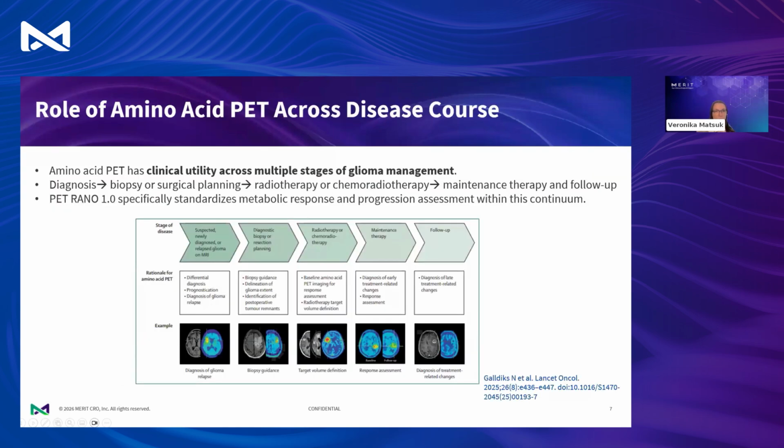And so the role of amino-acid PET is not relevant only at a single point in time. Its utility can span the full disease course, from diagnosis to biopsy and surgical planning to radiotherapy planning, and then even into follow-up and response assessment. And so what PET RANO is doing is taking that broader clinical value and focusing it into a trial-ready response framework. In other words, we're taking something that's already been clinically useful and we're asking how can we use it consistently over time in a way that can support structured response assessment.